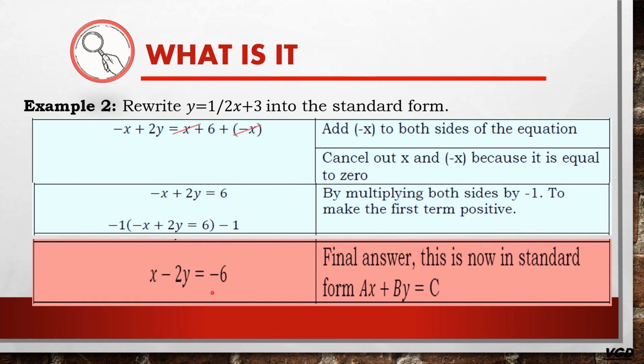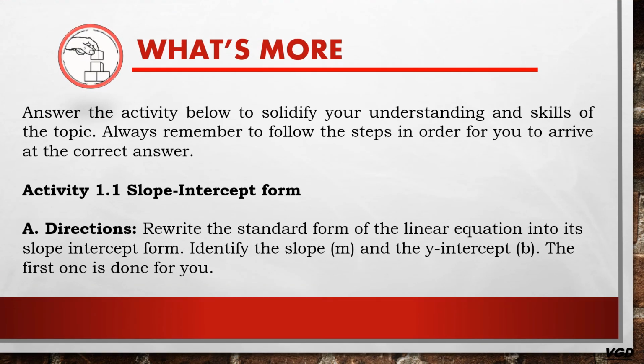Now, we have our final answer in standard form, which is ax plus by equals c, and that is x minus 2y equals negative 6, in which our ax is x, our by is negative 2y, and our c is negative 6. So, the standard form of y equals 1/2 x plus 3 is x minus 2y equals negative 6. Now, I believe you are ready to transform the standard form to slope-intercept form and vice versa.